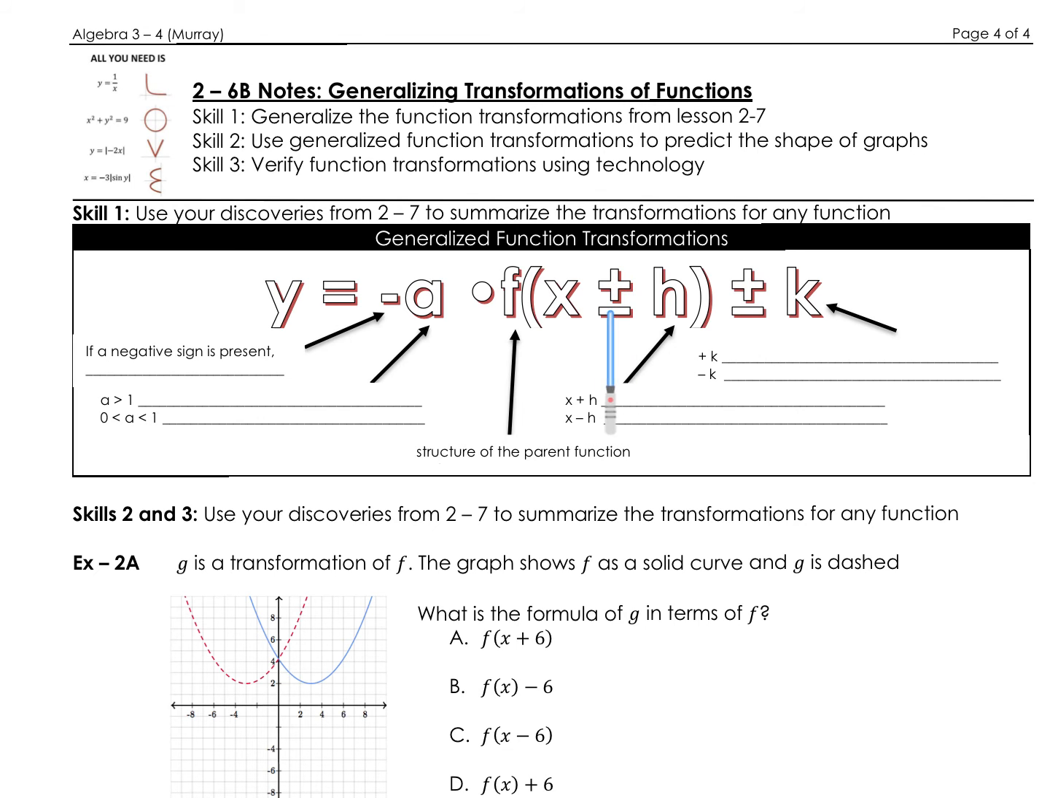If you add or subtract something inside the function, something's going to happen. So we're going to write that down. We already discovered what happens if you add or subtract something outside the function.